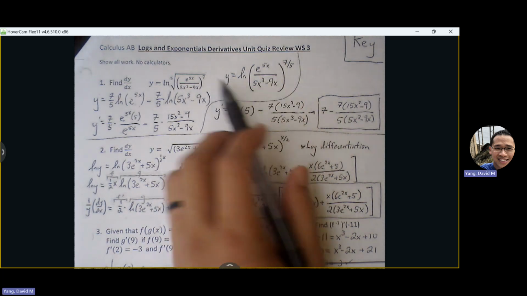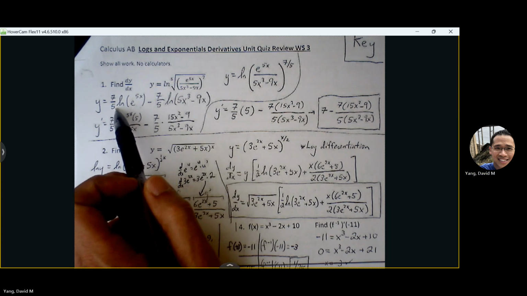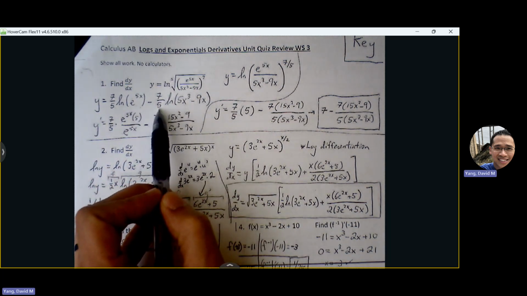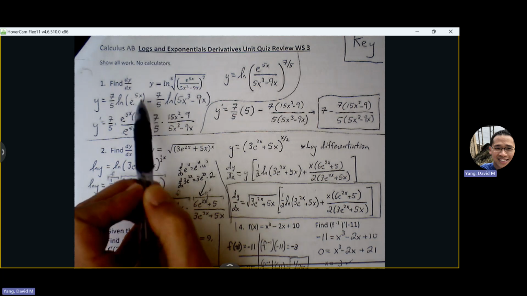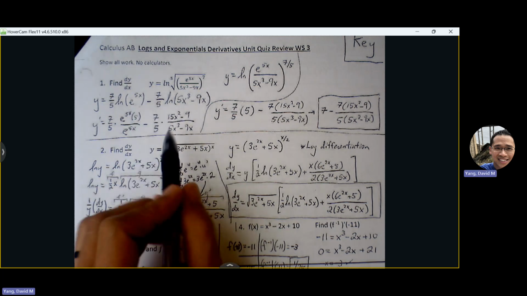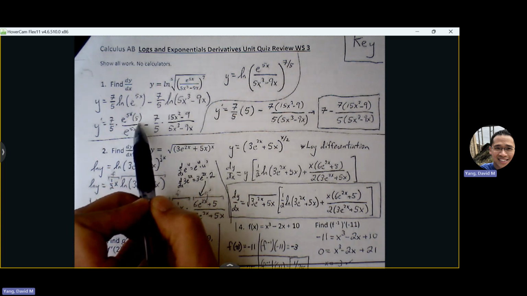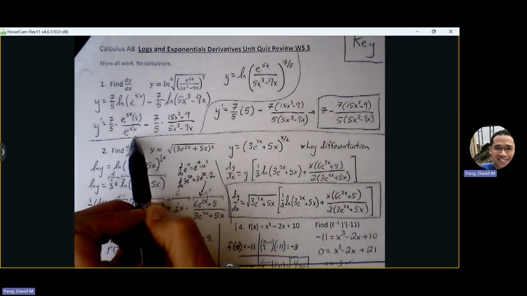So now I'll bring the 7/5 down. We can go through a quotient property, natural log of A minus natural log of B, making sure that 7/5 gets distributed to both those terms. And now we do u prime over u for each of the terms. So e to the 5x becomes e to the 5x times 5, all over e to the 5x.